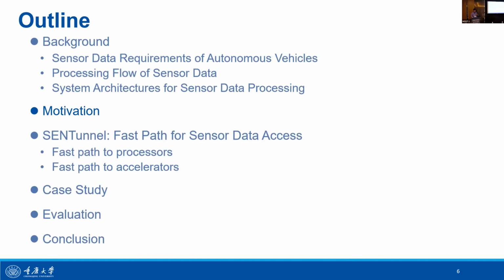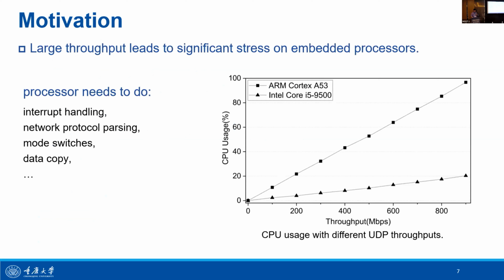Next, I will introduce the motivation of our work. Processors of embedded platforms can hardly afford the overload caused by the sensor data access. We test the CPU usage when receiving UDP packets of different throughputs. The results are shown in the right picture. Obviously, the large throughput leads to significant stress on the embedded processor.